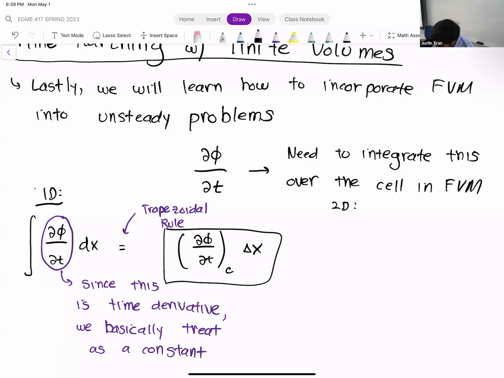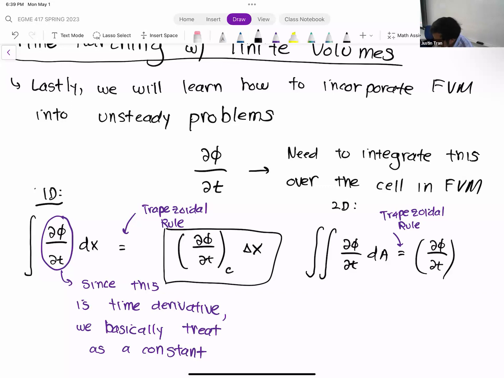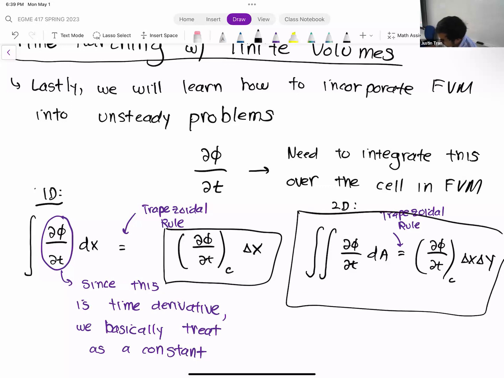In 2D, we have a double integral of partial phi partial t dA. Once again, we're integrating a time derivative over space, so there's no divergence theorem and no fancy thing we have to do. All we have to do is apply the trapezoidal rule. What we get is partial phi partial t evaluated at the centroid of the cell, times delta x delta y.